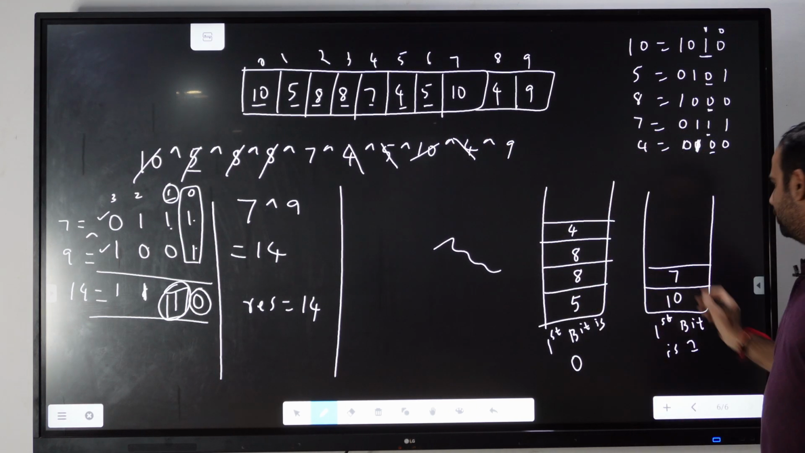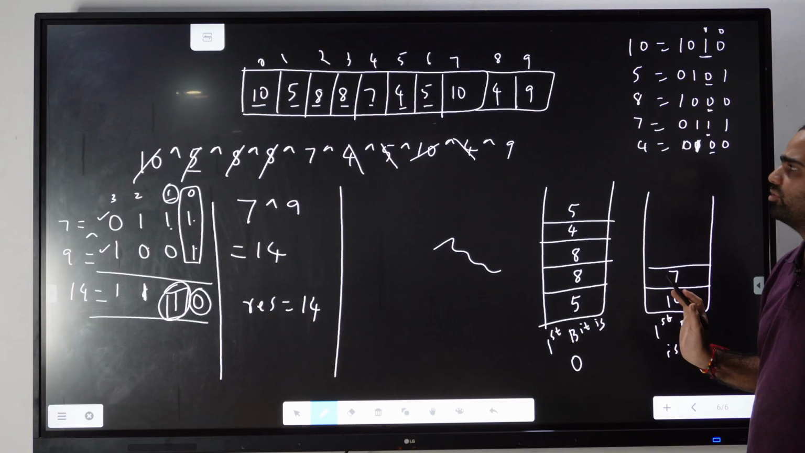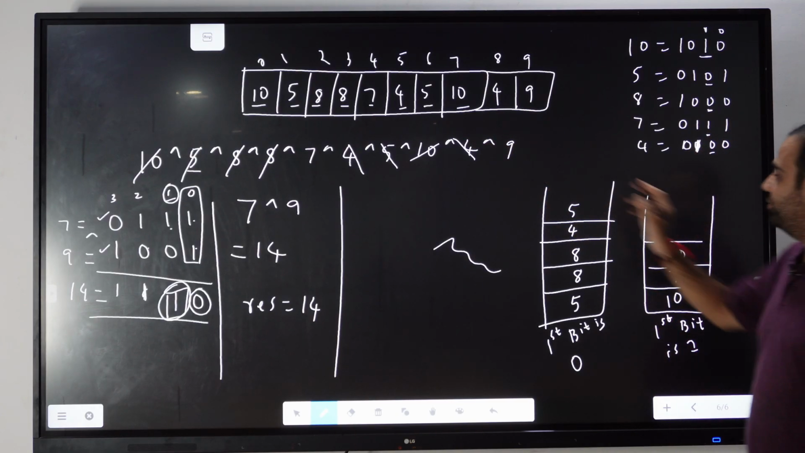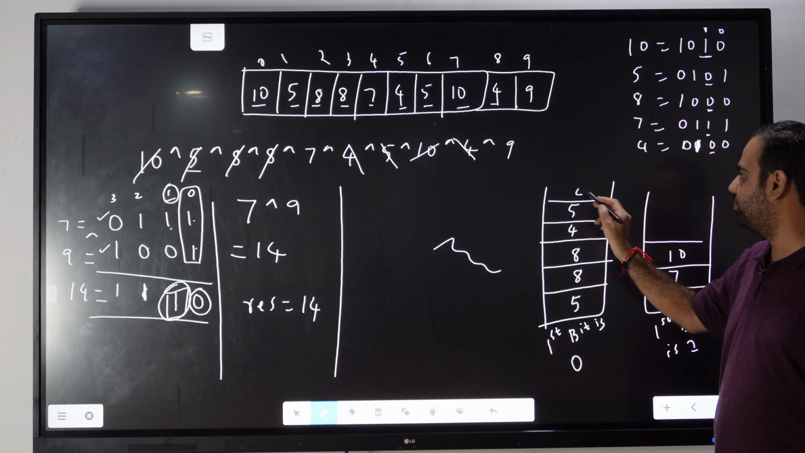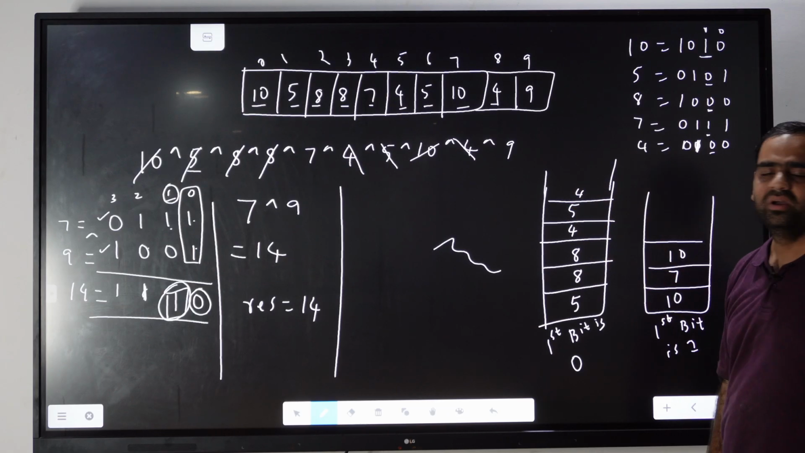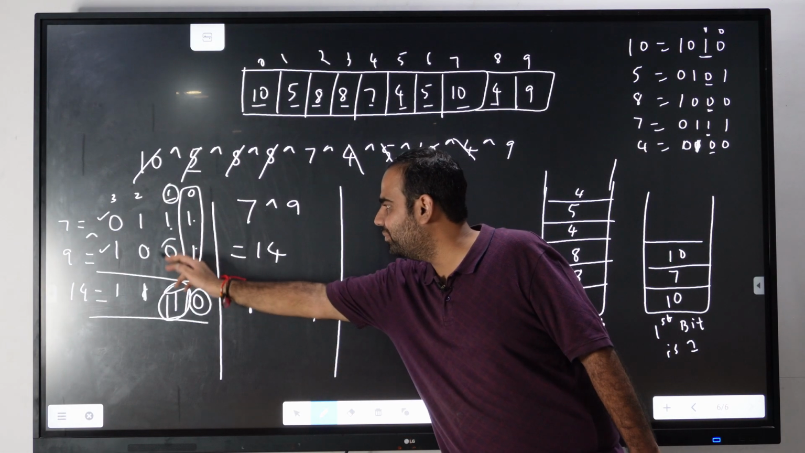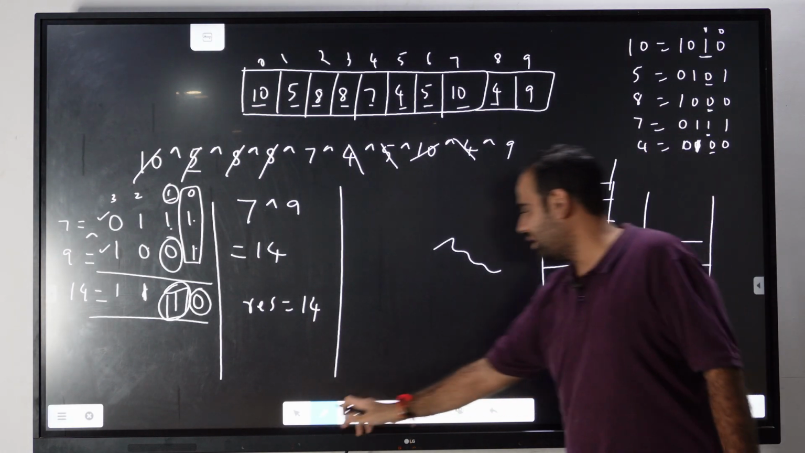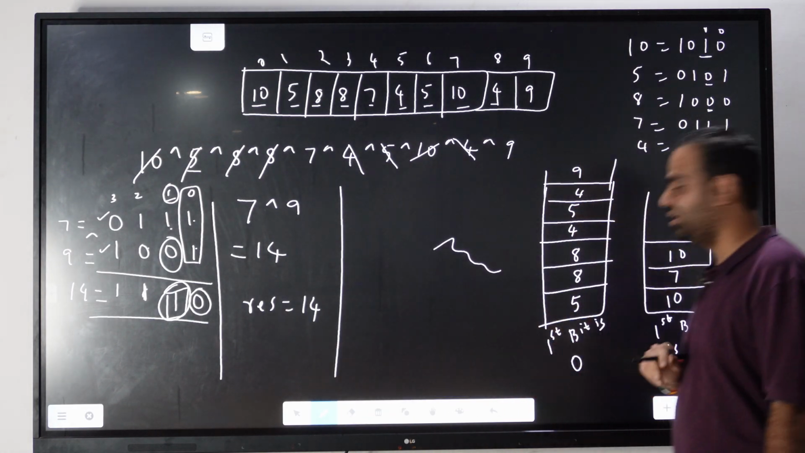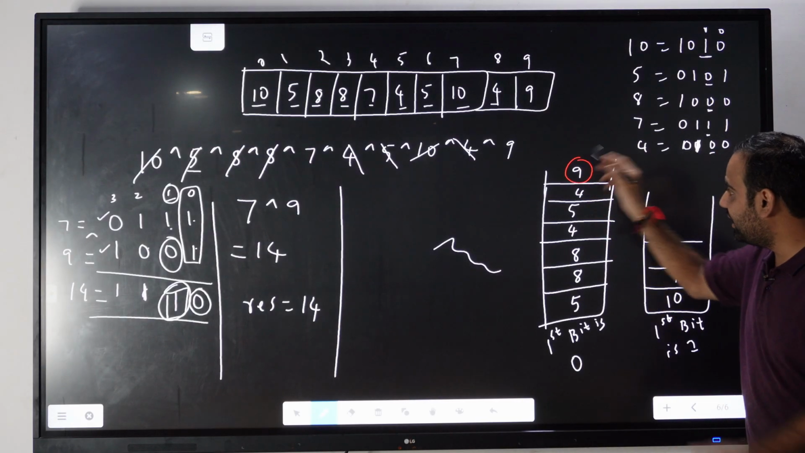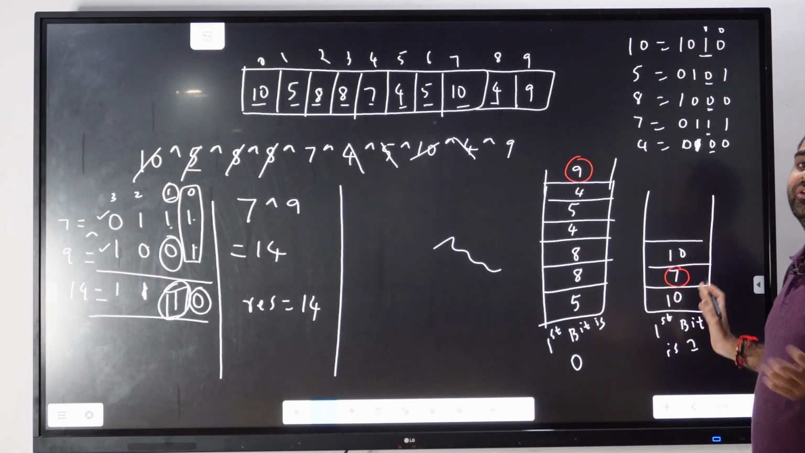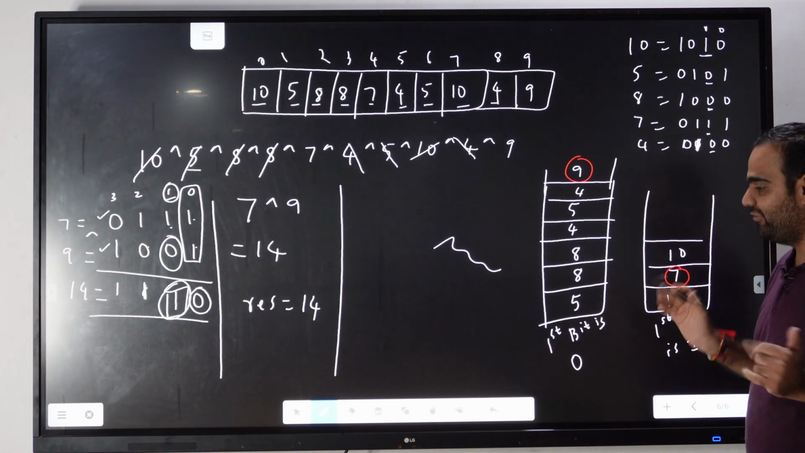Now, where does 5 go? 5 goes in this bucket because we have already solved it. Where does 10 go? 10 goes in this bucket. Where does 4 go? 4 goes in this bucket. And where does 9 go? It is very obvious to see that bit number 1 is 0. Therefore, 9 goes over here. Now, we can see clearly that 9 goes in a separate section and 7 goes in a different section. This way we have bifurcated it.